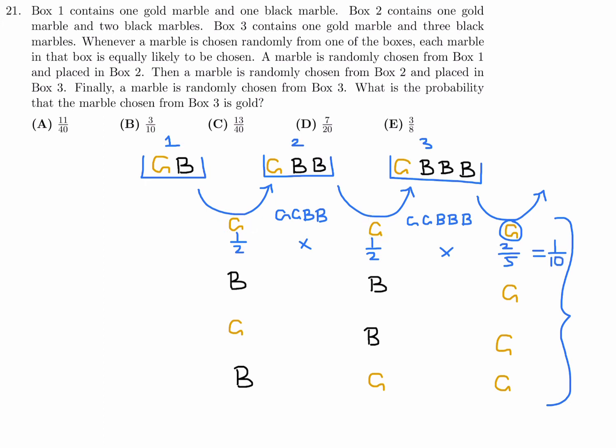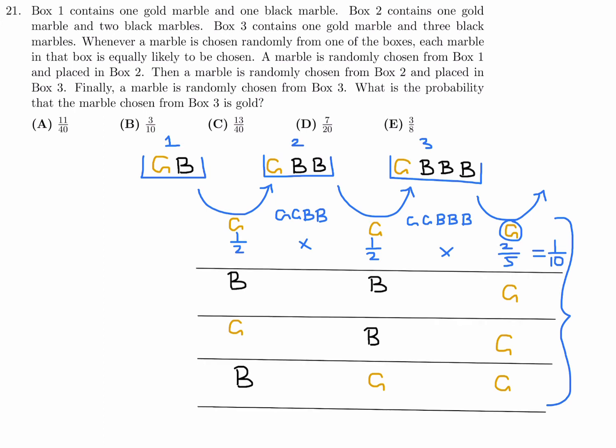So we do pretty much the same thing for the other scenarios. So now we get to this one, choosing a black from here, 1/2 probability. When you do the next box, box 2 becomes gold, black, black, black. And then from here, choosing a black has a 3 out of 4 probability. And then when you do, the next box becomes gold, black, black, black, black. Choosing gold from here is a 1 out of 5 probability. Multiplying these numbers, you get 3 over 40. So there we go, 3 out of 40.